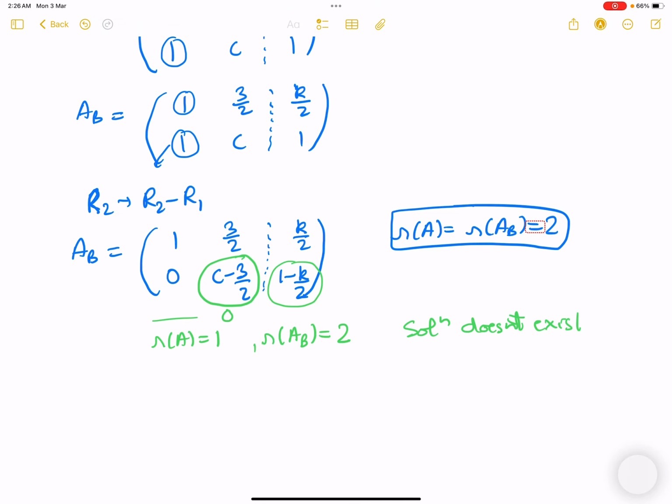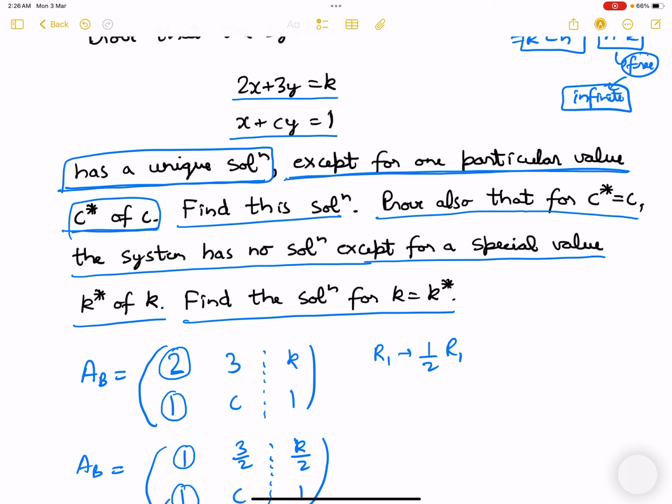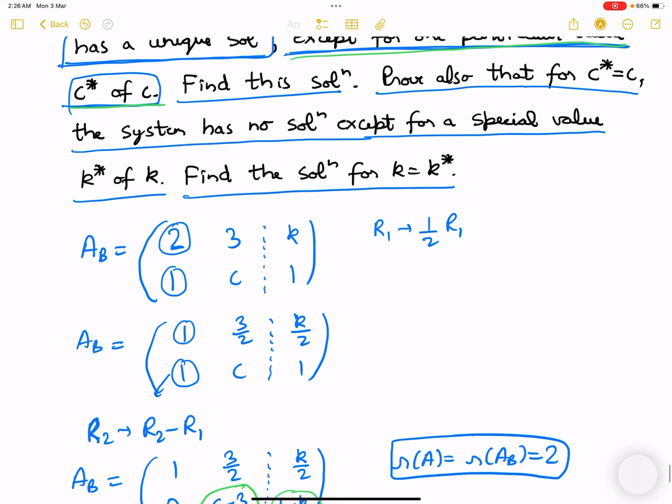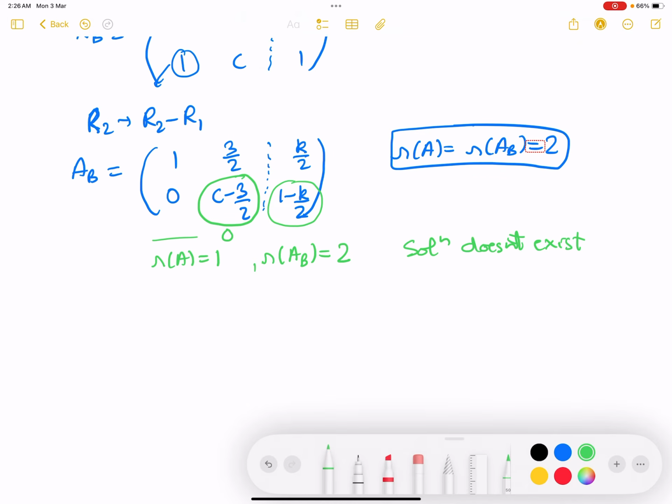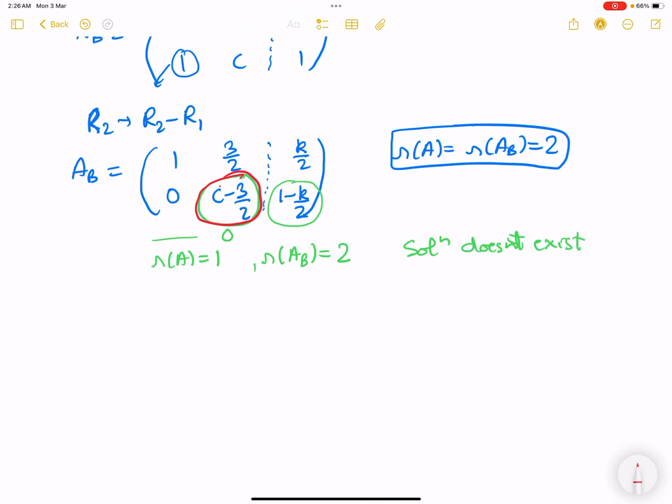Okay, so we'll start with what they are asking. It has a unique solution except for one particular value C star of C. So if this is not 0, then we will have a unique solution. So C minus 3 by 2 should not be equal to 0. In that case, we will have rank of A as 2, and this would be equal to rank of A augmented B. So the solution would be unique. So when C is not equal to 3 by 2, we'll have a unique solution.